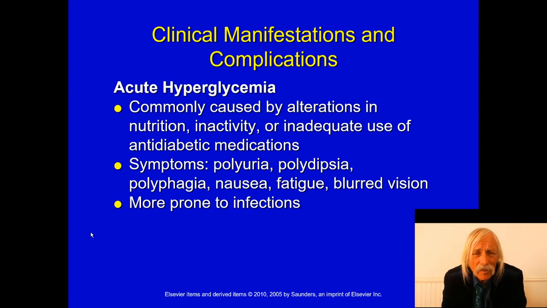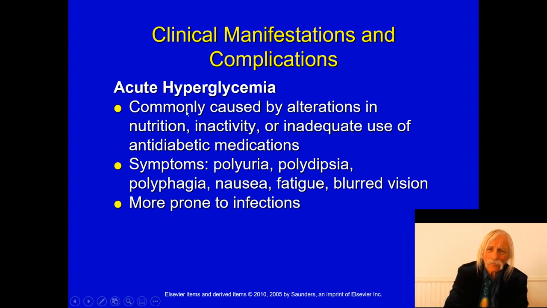Some manifestations and complications, of course, you can get acute hyperglycemia because of the lack of glucose uptake, right? Because of insulin insensitivity. It's caused by alterations in nutrition, inactivity, inadequate use of anti-diabetic medications if you happen to be on those, like metformin or thiazolidinediones. Symptoms include, again, polyuria, polydipsia, polyphagia, nausea, fatigue, blurred vision. And you also are more prone to infections because of all the corticosteroid circulation, which actually works to inhibit the immune response. Right? And that's not what you want.